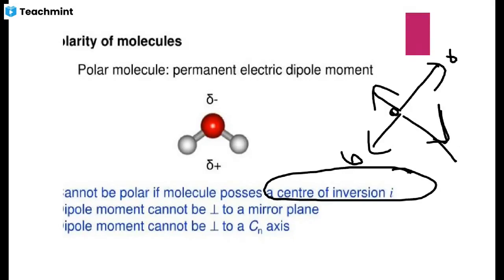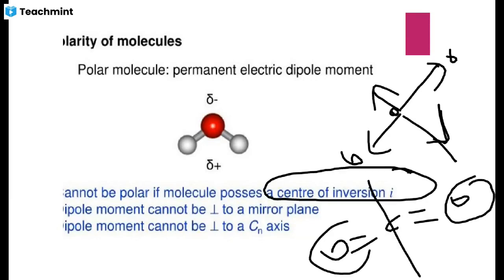Dipole moment cannot be perpendicular to a mirror plane, so they cancel out like that. Let's see the example CO2. If you do a mirror plane here, the electron withdrawal by this O is equalized by this O. So there is no dipole moment. The dipole moment of CO2 is 0. Similarly, dipole moment cannot be perpendicular to the Cn axis.